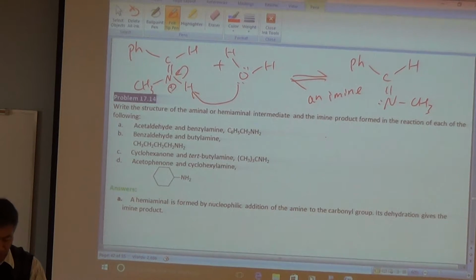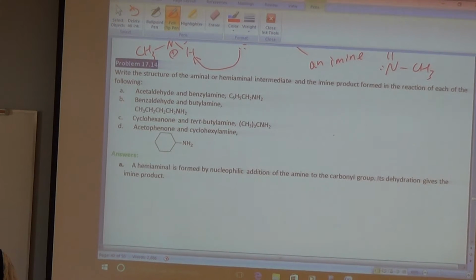Problem 17.14. Write the structure of the hemiaminal intermediate and the imine product formed in the reaction of each of the following. Okay? So you will write the hemiaminal. Hemiaminal has the carbon with the OH and with the amine on it. And then you will write your final product, the imine. Imine is the compound that has a carbon-nitrogen double bond. Okay?